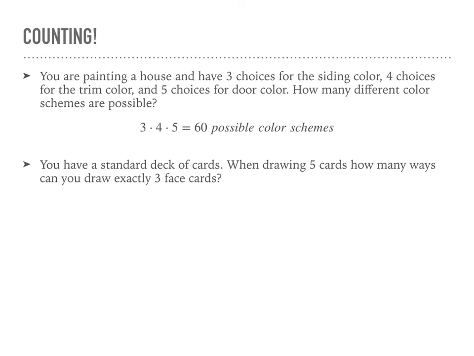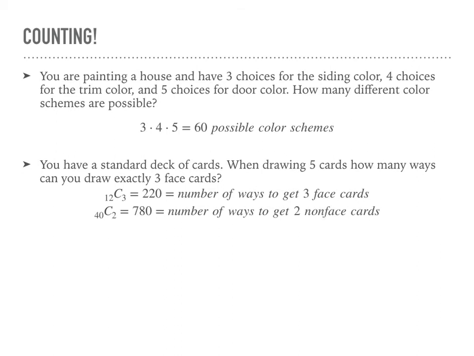Now let's suppose you have a standard deck of cards. When drawing 5 cards, how many ways can you draw exactly 3 face cards? Now when drawing cards out of the deck, it does not matter the order that you drew them in, it's just the fact that you drew them. So we would be having a combination here. There are 12 face cards that we are trying to get. So 12 combination 3 equals 220. This is the number of ways to get 3 face cards.